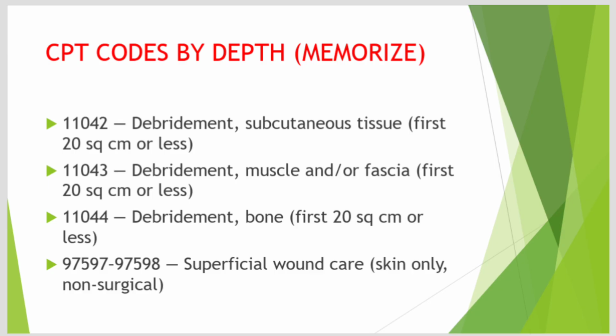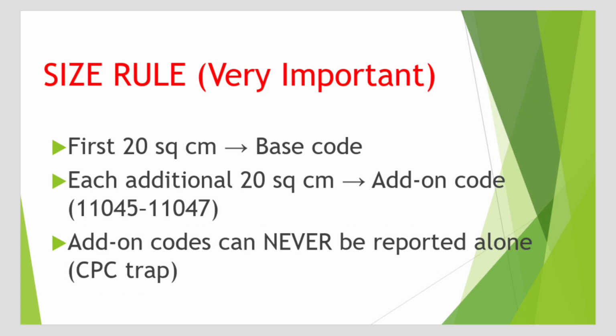Next, superficial wound care codes ranges from 97597 to 97598. Apply to non-surgical wound care, that is skin only. So if it is skin only debridement, we have to use 97597 or 97598. Next, size and add-on rule is very important. Base code covers first 20 square centimeter. Additional surface area uses add-on codes.